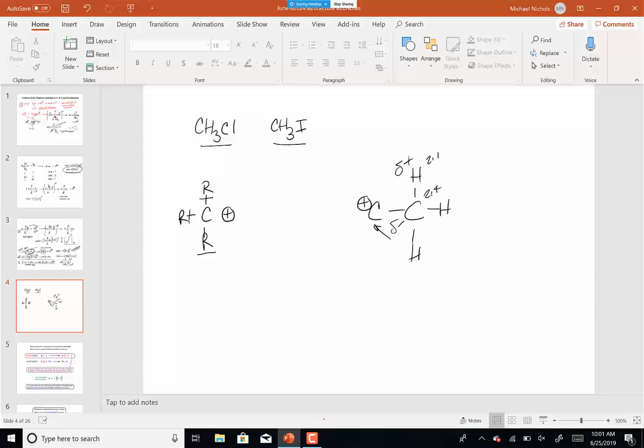So instead of the carbon having a +1 charge, maybe now it's down to like 0.8 positive. That's not enough. One carbon attached to a C+ isn't enough to stabilize it. So a primary carbocation is not going to form in solution.